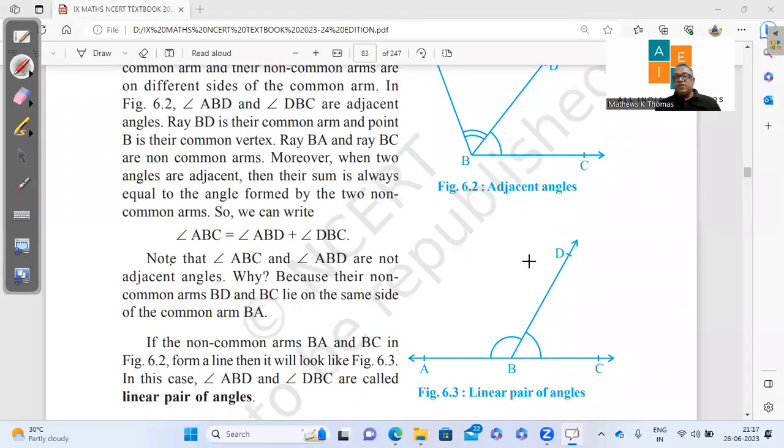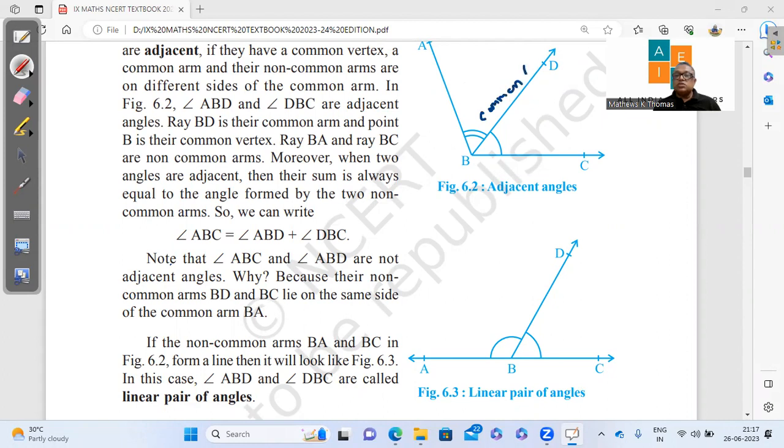This is adjacent angles and linear pair of angles. What is adjacent angles? Now, if you see these two angles, it is characterized by two things. One is a common arm, right? BD is common to both. So this is the common arm, right? BD is a common arm and we have a common vertex. So these are called the vertices and this is the common vertex. So we have a common vertex and a common arm.